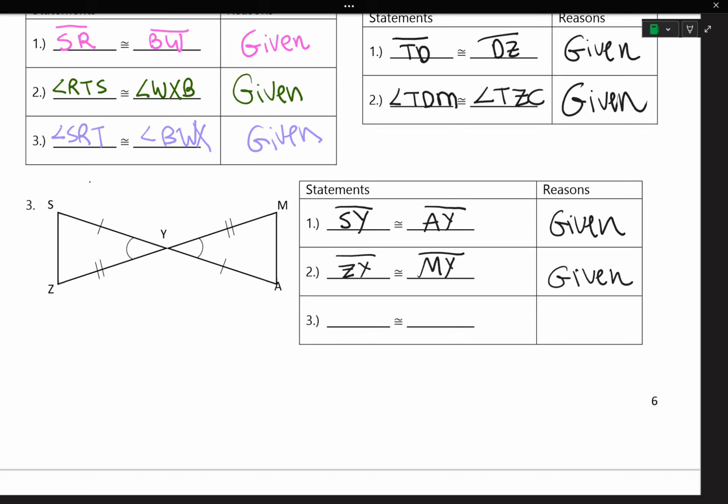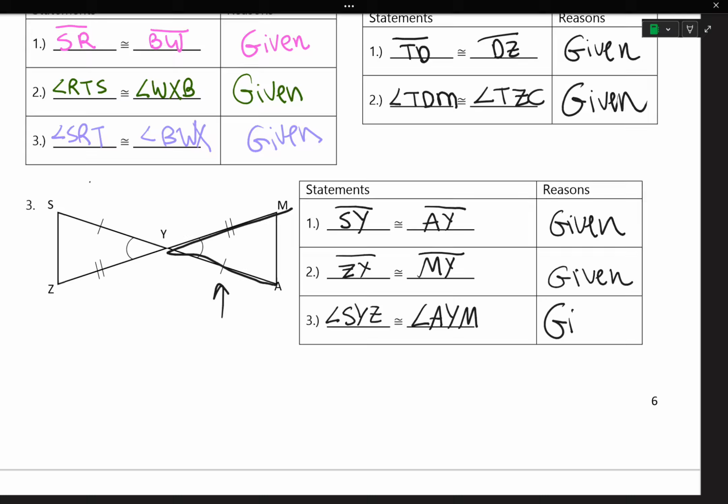Now let's do the angles. I'm going to start with the left angle. I'm going from S to Y to Z. So I'm going from my single tick side to my double tick side. Angle SYZ. I'm going to follow that same order here. I'm going to go from single tick to double tick. Angle AYM.